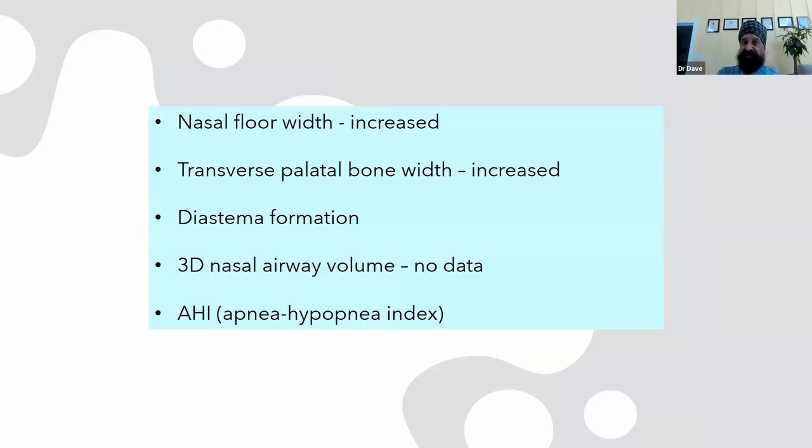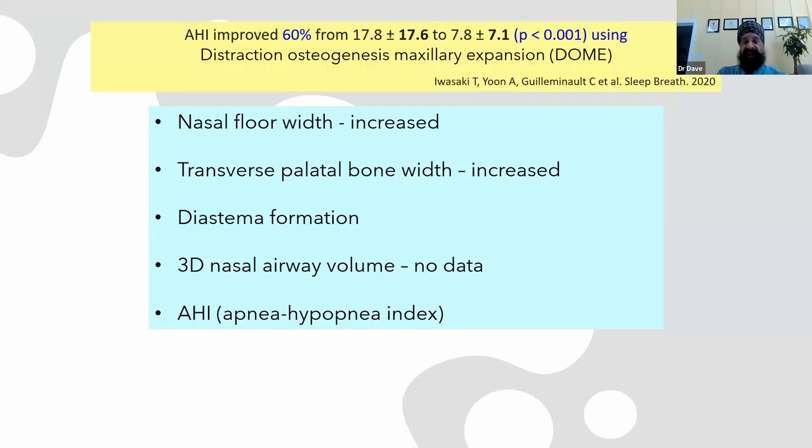They didn't provide any 3D nasal airway volume, which is a little disappointing because the study was done in 3D. However, they did look at the apnea-hypopnea index, and in a similar study, they showed a 60% improvement in the AHI with this procedure, distraction osteogenesis maxillary expansion. Basically, they did an osteotomy in the midline, then placed the mini implant, and gently, slowly expanded the palate. They got a diastema formation, and then closed it orthodontically at the end.